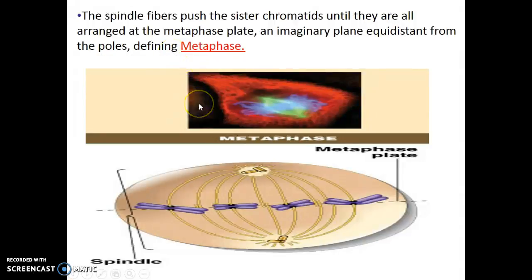Here's the metaphase picture. The spindle fibers push the sister chromatids together until they're all arranged at the metaphase plate. One spindle pushes from the north pole and the other pushes from the south, which brings the sister chromatids together at the metaphase plate.